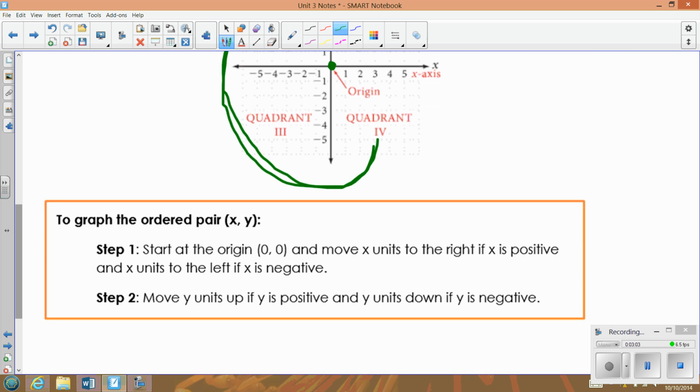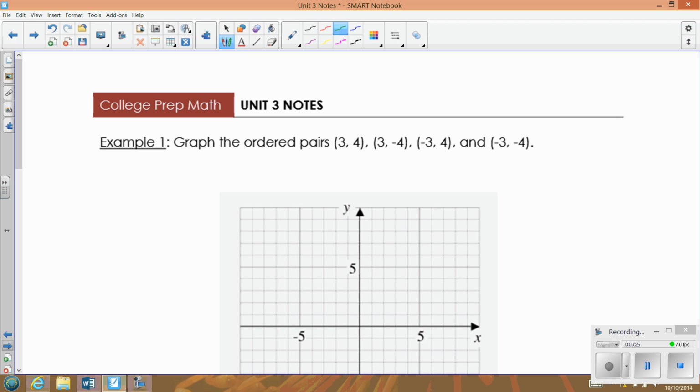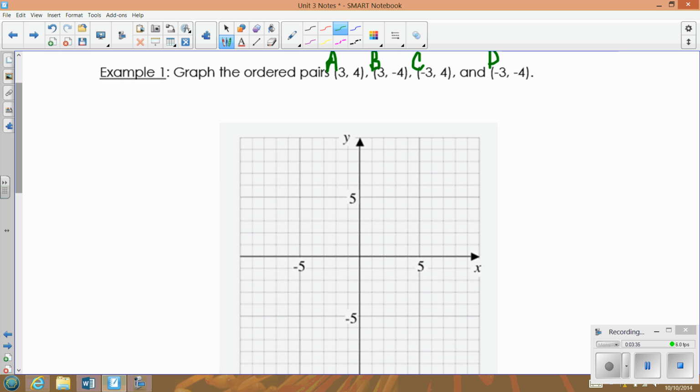Now what we're going to look at is how do I actually graph an ordered pair. So we always start at the origin. You're going to move x units right or left. If it's positive, that means you go to the right. Negative means you're going to go to the left. And then for the y value, you're going to move up if y is positive, down if y is negative. So let's look at an example. Let me go ahead and name these points just so when I plot them, I can put names by them. So looking at that first point, 3, 4 means I'm going to go 3.